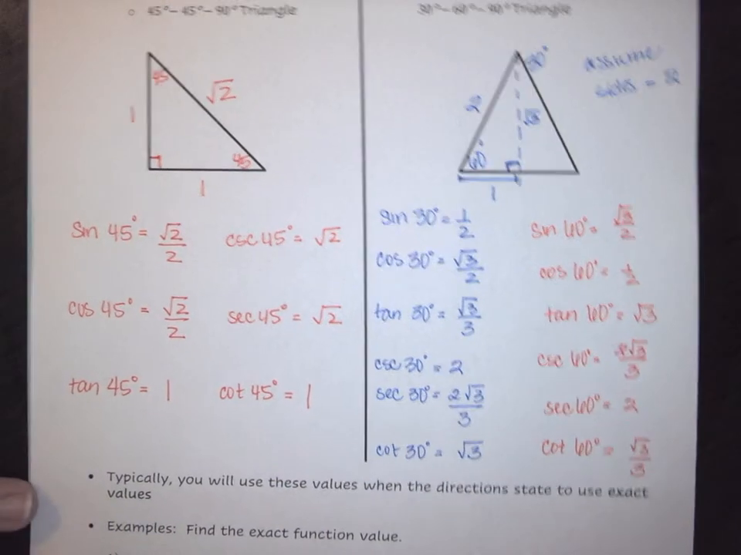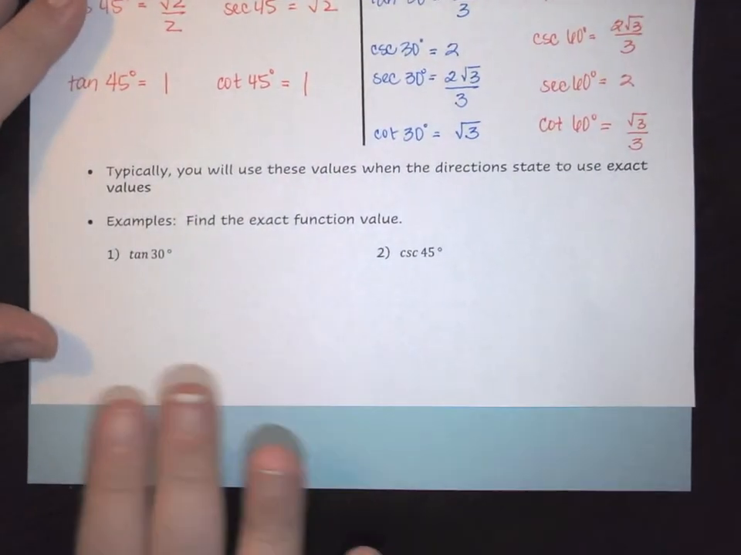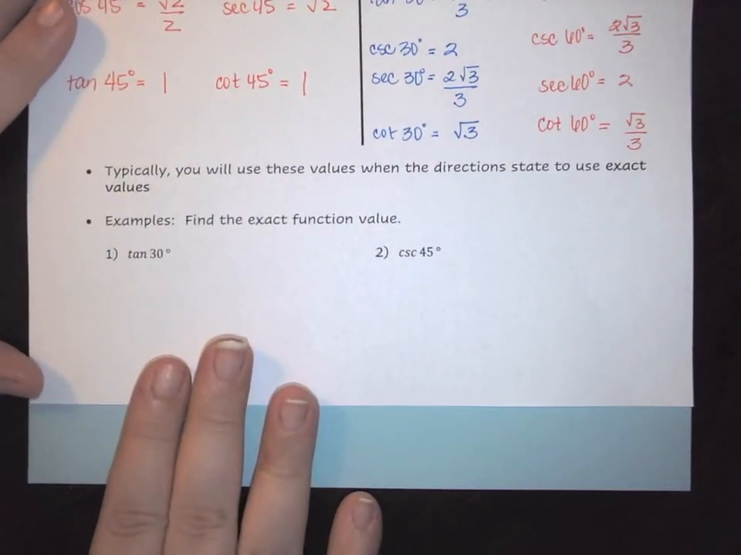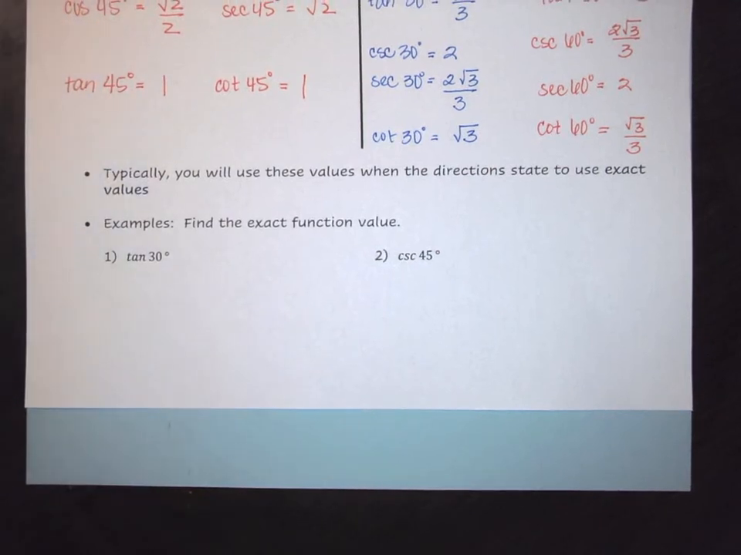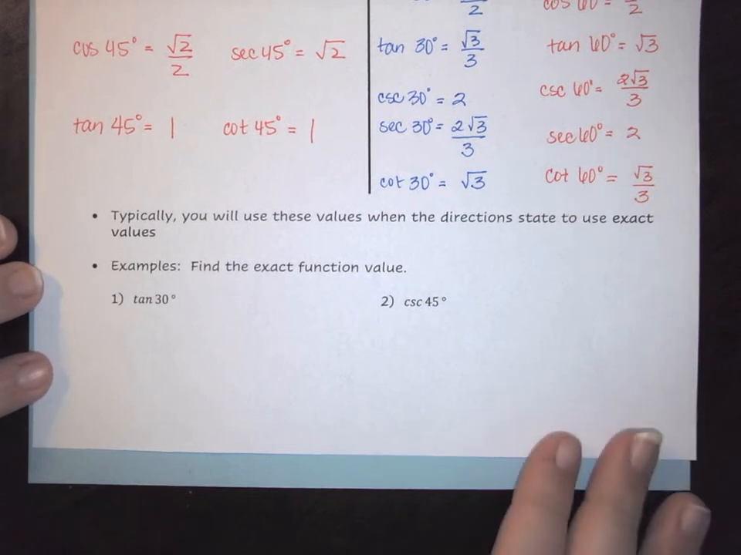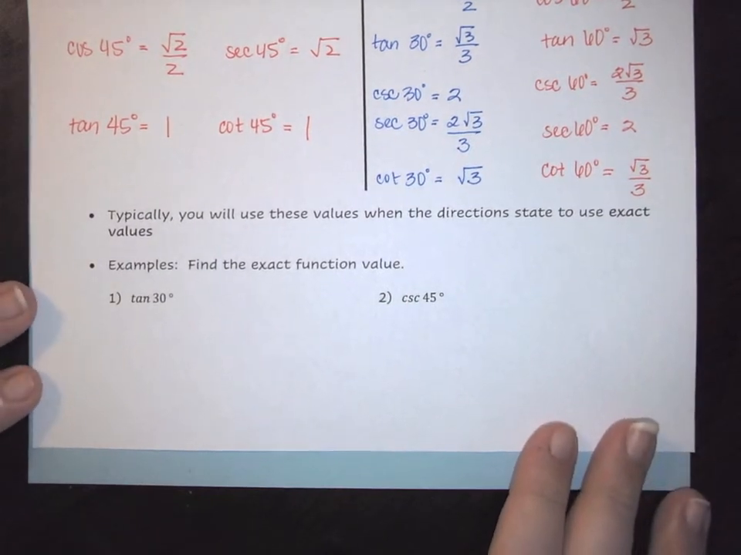Now the reason this is so important is because sometimes you're going to be asked to find the exact value without the use of a calculator, meaning I don't want the decimal answer. I want to have the radical answer or the fraction answer. And knowing our two special triangles is going to help with that.